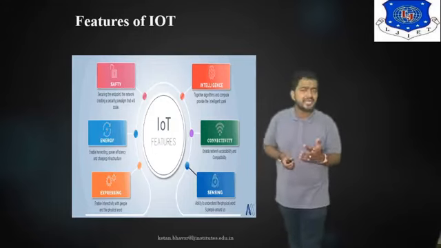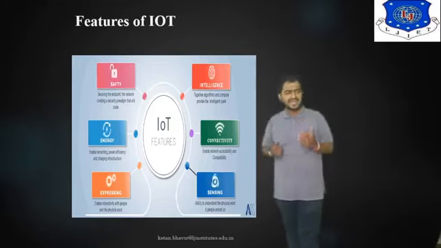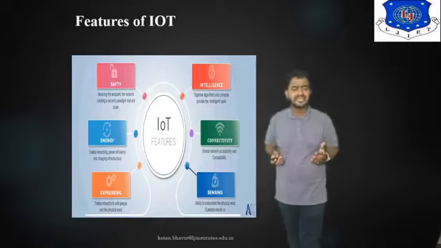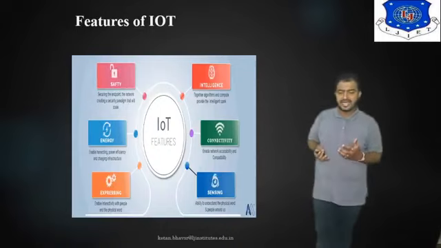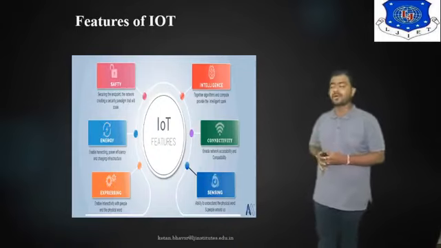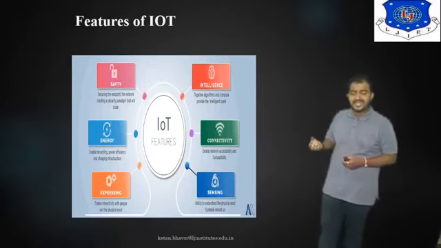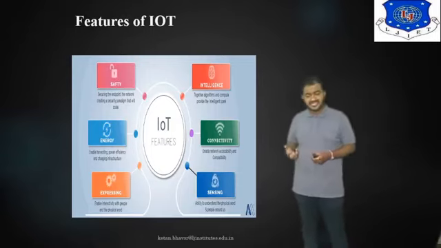Connectivity means you can operate, monitor and control from anywhere. It is the connectivity part. Then sensing is for gathering the data from the environment. It can be analog, it can be digital.